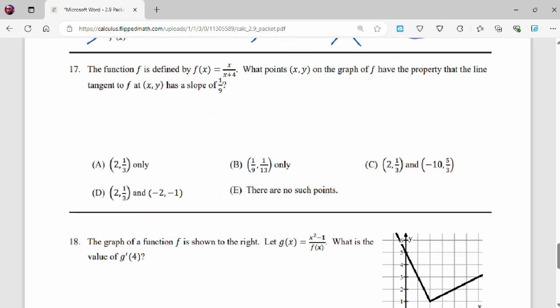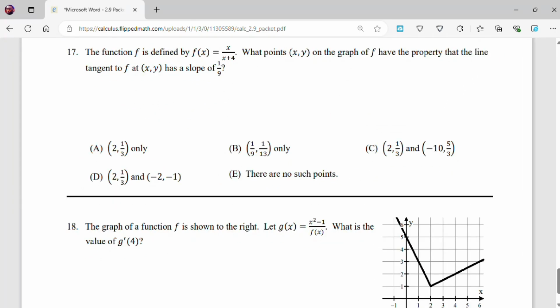Okay, next question. The function f is defined by f of x equals x over x plus 4. What points x, y on the graph of f have the property that the line tangent to f at x, y has a slope of 1 over 9? So we have slope of 1 over 9. We have tangent. And so what I'm thinking is we're going to have to do f prime of x. F prime of x is going to have to be 1 over 9. That being said, let's solve for f prime of x.